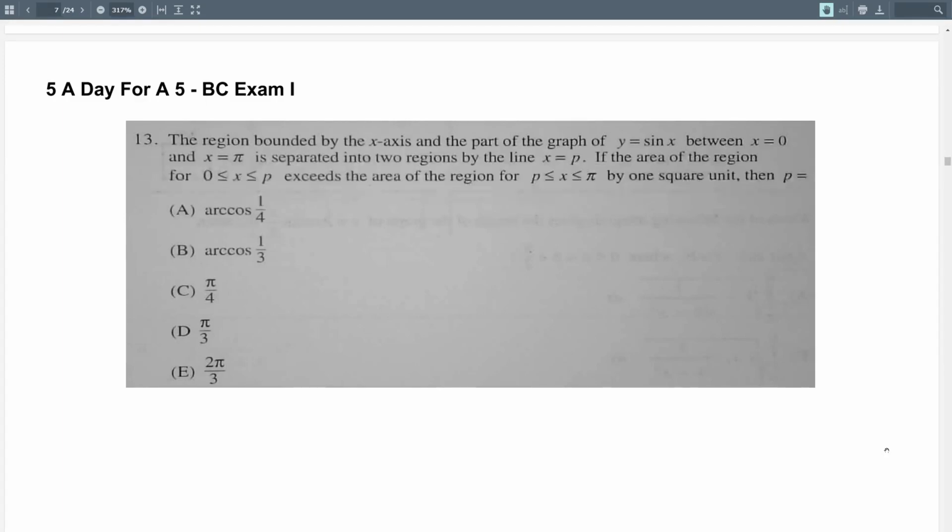So, reading through the problem, we have the region bounded by the x-axis and the part of the graph of y equals sine of x between x equals 0 and x equals pi is separated into two regions by the line x equals p. If the area of the region for x greater than or equal to 0 and less than or equal to p exceeds the area of the region for x greater than or equal to p but less than or equal to pi by 1 square unit, then p equals blank. So then we have our 5 answer choices here.